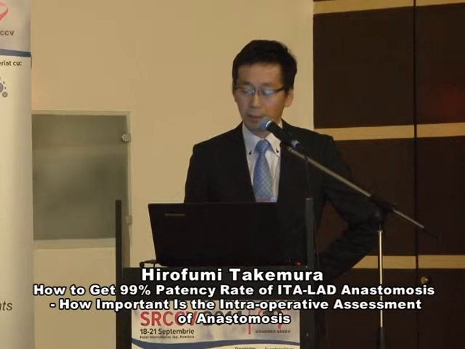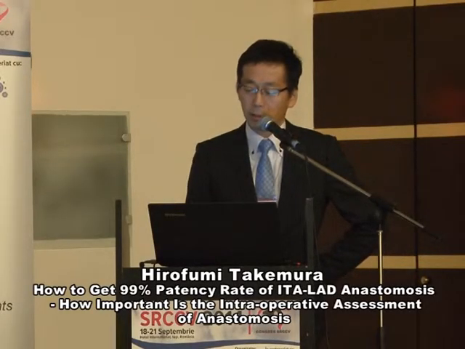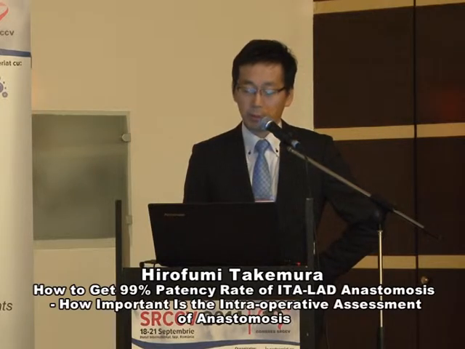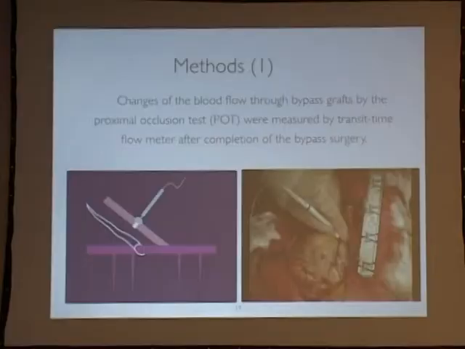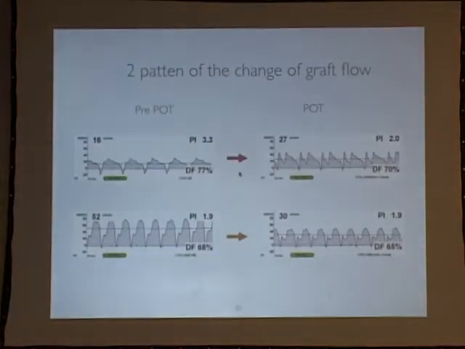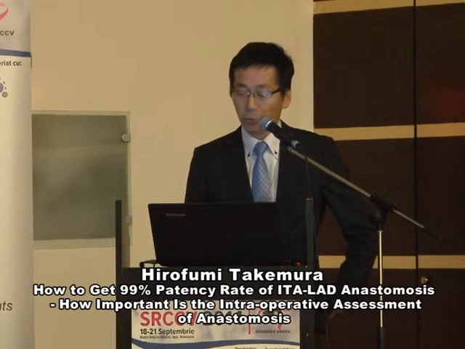Generally speaking, a mean graft flow under 10 to 15 is not good, and a PI over 5 is not good. I always do the proximal occlusion test for each graft. It means occluding the native vessel after anastomosis and measuring the flow. So there are 2 types. In some patients, the flow increases after occlusion of the native flow, and in some patients, the flow decreases after the occlusion.